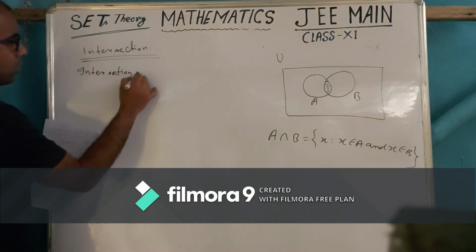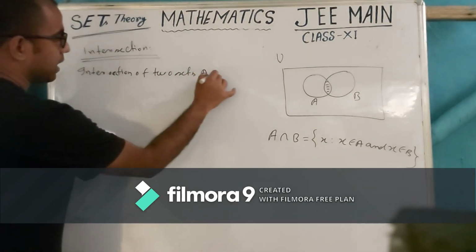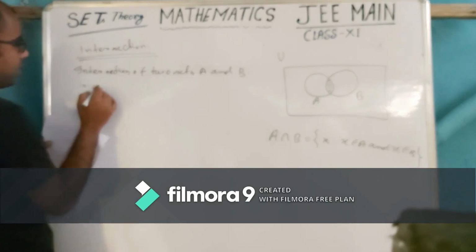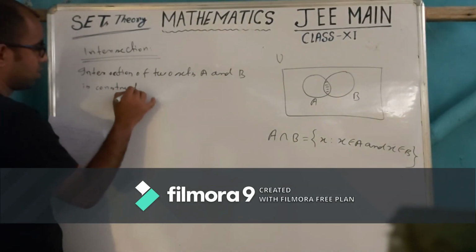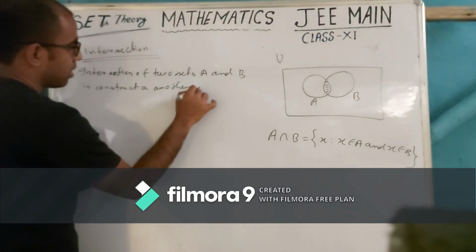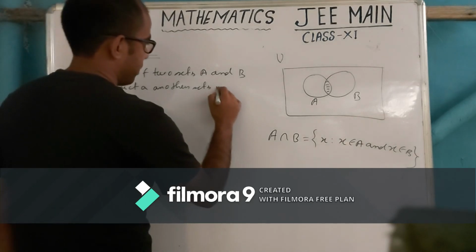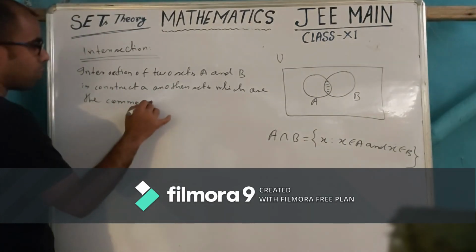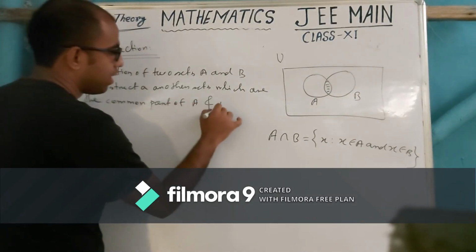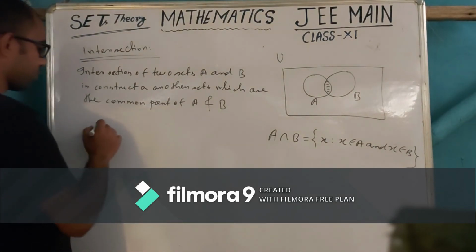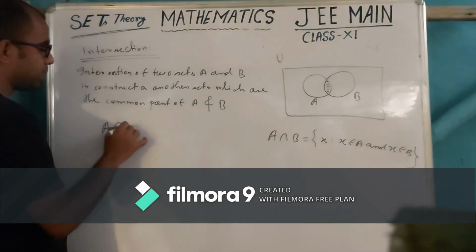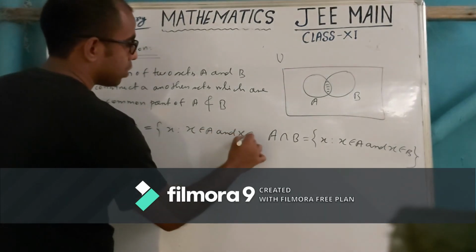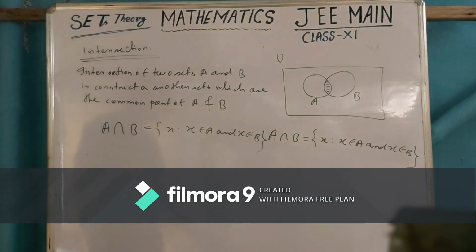Intersection of two sets A and B is another set which contains the common part of A and B. So we write A intersection B is equal to {x such that x belongs to A and x belongs to B}. So this is the definition of intersection.